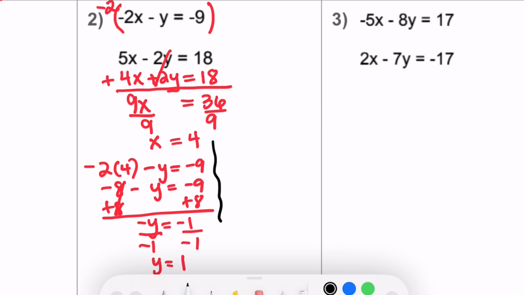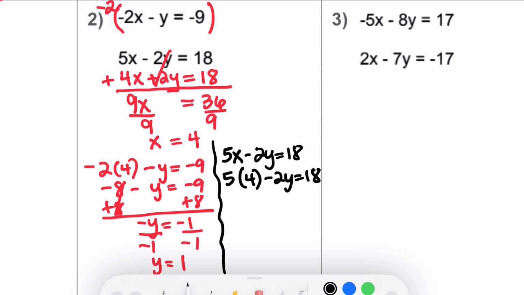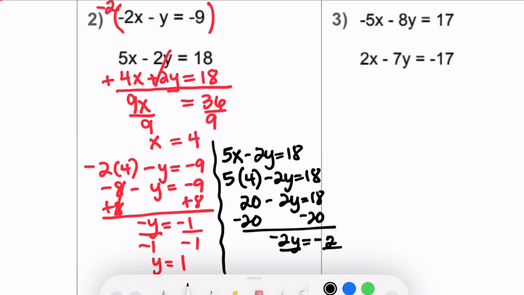I'm going to do the other equation. 5 times x minus 2y is equal to 18. So 5 times 4 minus 2y equals 18. I get 20 minus 2y is equal to 18. Subtract 20 from both sides. You get -2y is equal to -2. Divide both sides by -2, and y is equal to 1. So my ordered pair for question 2 is going to be (4, 1). And you're done.